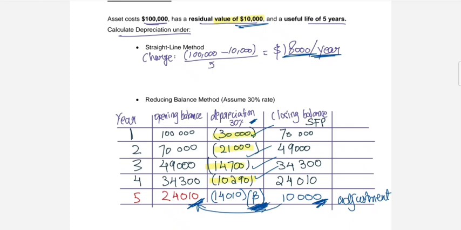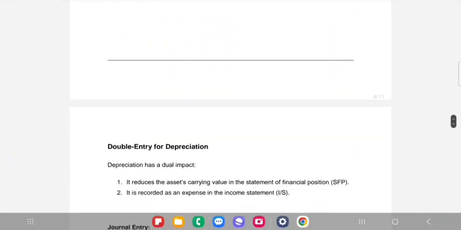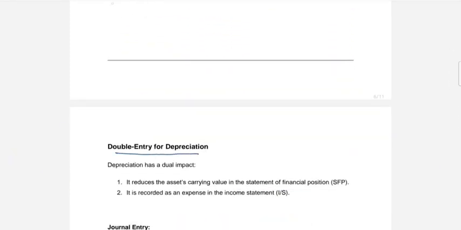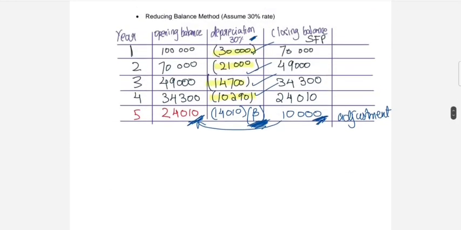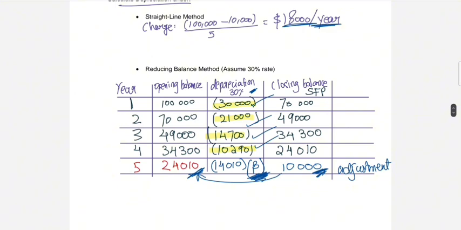All right, let's move on to now discuss the double entry for depreciation, which is going to be the debits and the credits we should be knowing. Depreciation has a dual impact. It reduces the asset's carrying value in the statement of financial position, which we have seen here that it does. As you can see, the depreciation was reducing the value of the asset during the year, and at the end of the year we had a closing balance of 49,000.